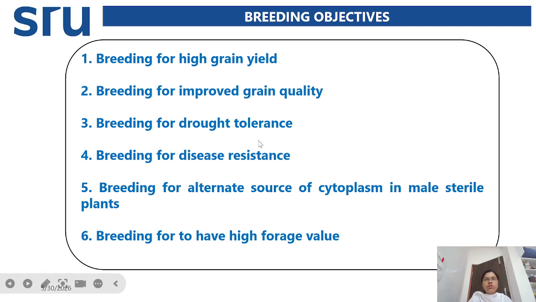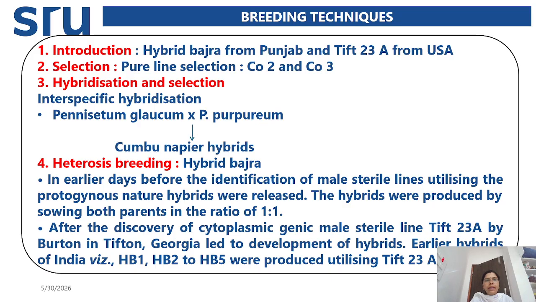So these are the most important breeding objectives of the Bajra crop. And next, coming to the breeding methods, here we have so many breeding methods in case of Bajra. Through the introduction method, they have introduced hybrid Bajra from the Punjab and TIF 23A from the USA. So these are the two milestones achieved through the introduction breeding method.